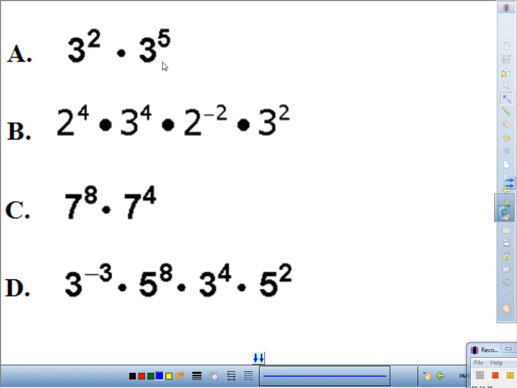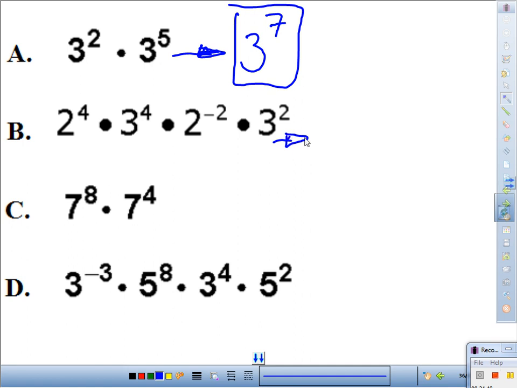1A is 3 to the 2nd times 3 to the 5th. Let's see what you get. Chloe, pass it to someone. Josh. 3 to the 7th. That is correct. Hands, have you got that? Okay, good.